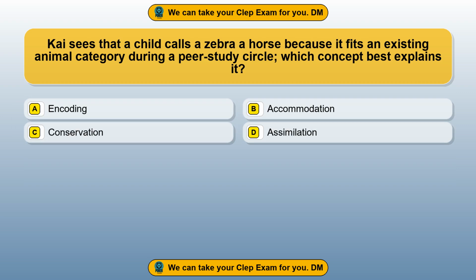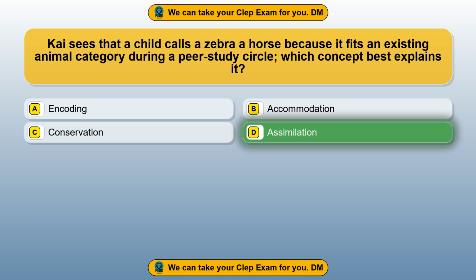Question 14. Kai sees that a child calls a zebra a horse because it fits an existing animal category during a peer study circle. Which concept best explains it? Option A, encoding. Option B, accommodation. Option C, conservation. Option D, assimilation. The correct answer is option D.